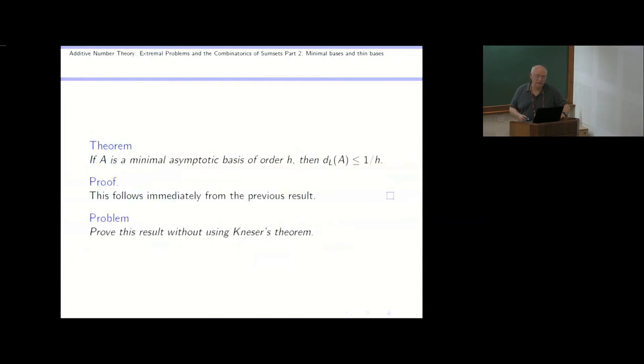Which means if you have a minimal asymptotic basis, the density is at most 1 over H. Because if it were strictly bigger than 1 over H, you could throw away a huge amount. And what is, in some sense, a problem, maybe a meta problem, is to prove this result without using Kneser's theorem. I don't know why we need to have such an argument that we used.